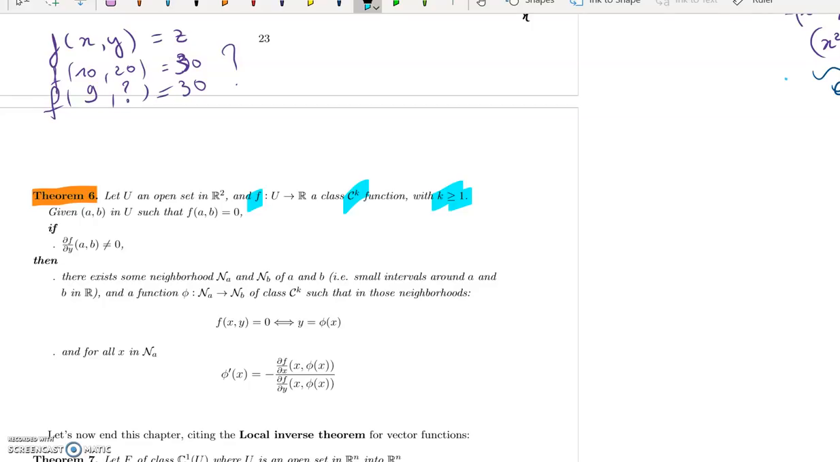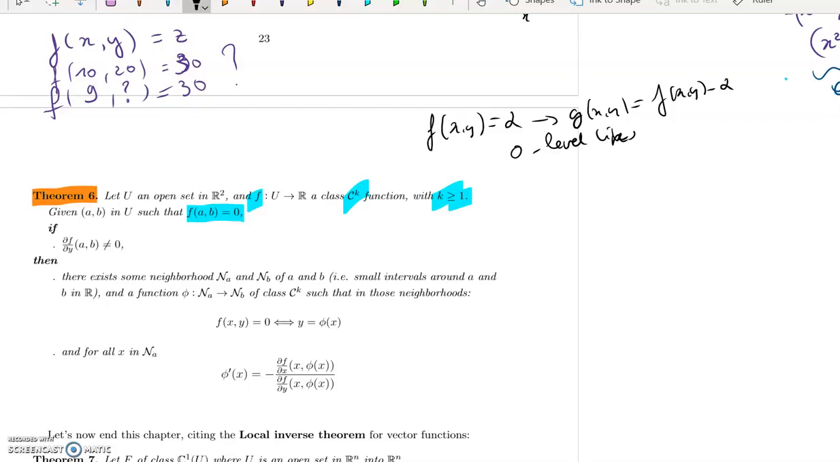We're going to look at the level line f of x, y is equal to 0. That's stated above, but if you're interested in f of x, y equal to some level value alpha, you can use an auxiliary function g of x, y, which is just equal to f of x, y minus alpha. So the 0 level line of g is equal to the alpha level line of f. Without loss of generality, we will be interested in level lines equal to 0.